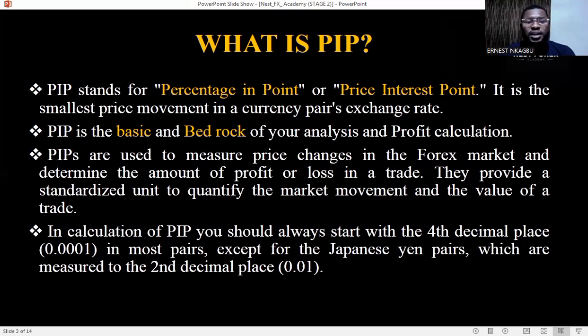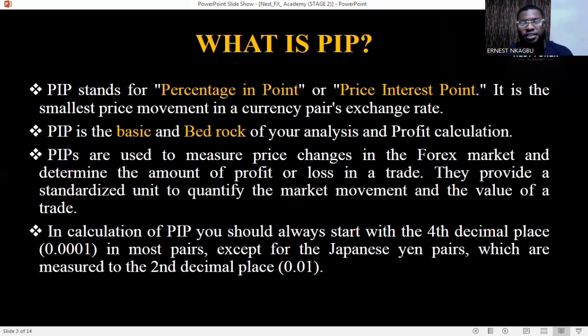So I say there that in calculation of pips, you should always start with the fourth decimal place in most pairs, except for Japanese yen pairs, which are measured to the second decimal place. So just have it in mind that a little mathematics is involved, but there is always a normal method of calculating, that is the old method of calculating it, and also a recent method.